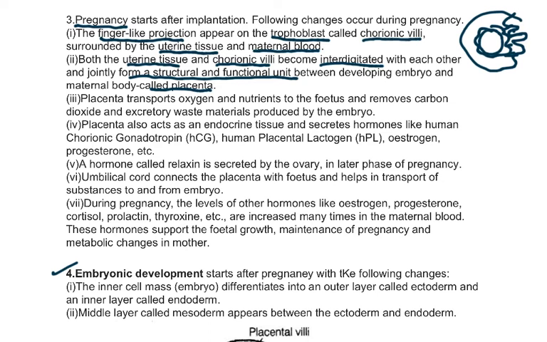Now what is the major role of the placenta? It helps in the exchange of gases like oxygen and carbon dioxide. Along with that, nutrients are provided to the fetus. Also, the excretory waste material produced by the developing fetus is eliminated through the blood by the process of diffusion. This placenta is also known as a temporary endocrine gland because it is formed only during pregnancy.